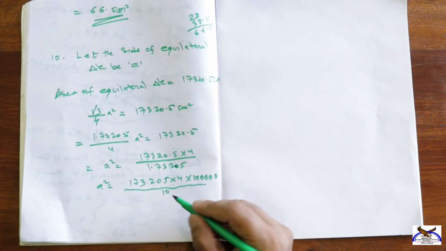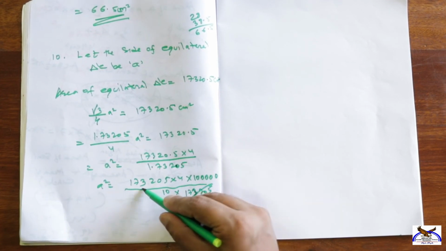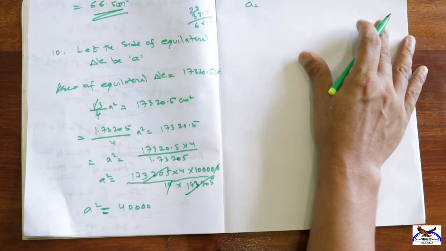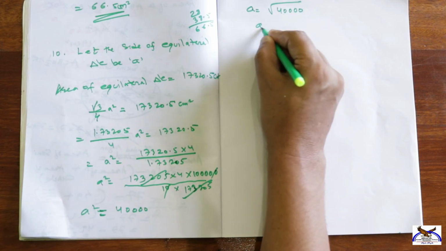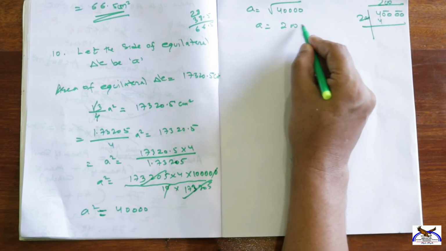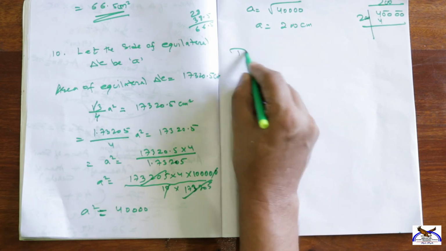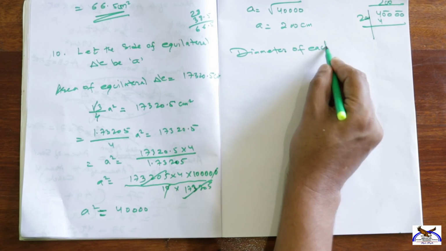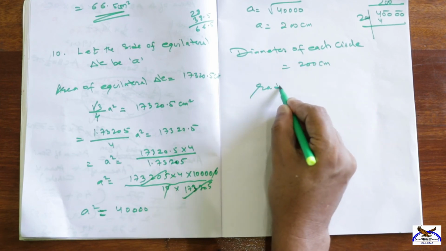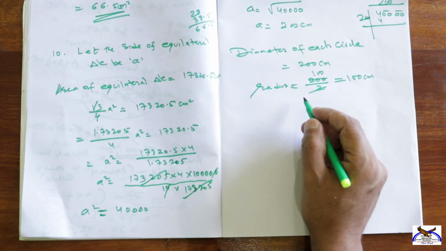Cancelling the same terms and zeros, a square is 40,000. So a is the square root of 40,000, which is 200. So the side of the equilateral triangle is 200. Now the diameter of each circle is 200, and the radius is the diameter divided by 2, that is 100. So the radius of each circle is 100.